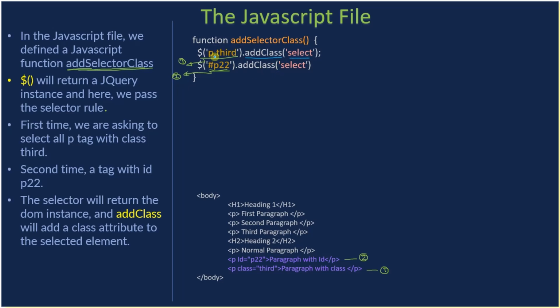So this is what is called call chaining. $p.thread will return a DOM element. To the returned DOM element, we are making a call to addClass with select. So here addClass will add a class to the specific element. If you see the p ID, let's pick this example. That means it returns 2. It already returned 2: p with ID equal to p22, and we are asking to add a class, class equal to select.